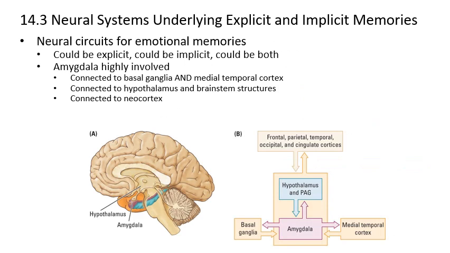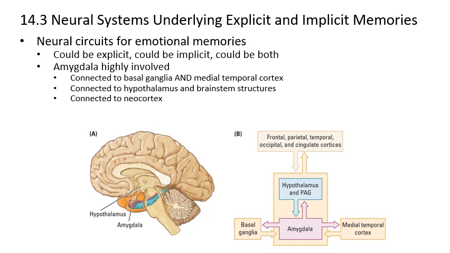Emotional memories have distinct neural circuits as well. Emotional memories don't really fit into the implicit-explicit dichotomy. They could be one or the other. They could be both. It's not entirely clear. They at least tend to have some features of their own. So the amygdala is highly involved in emotion memory, of course.